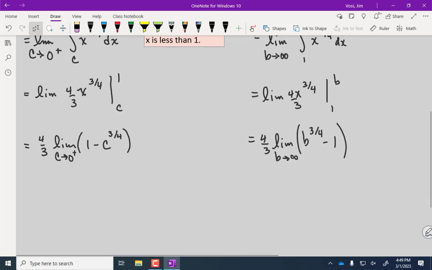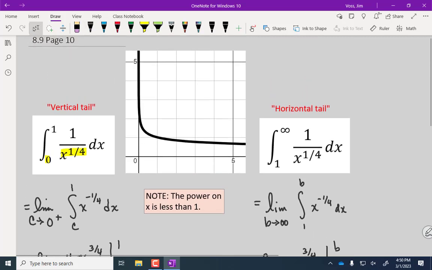All right, the one on the right's easier. As b goes to infinity, b to the 3/4 goes to infinity. All right, that's the bird wing thing. So that's going to go to infinity. So the whole thing goes to infinity, so therefore we have diverges over here. Which is what we would expect looking at this picture. It's loose on x, it's tight on y, so that side's going to diverge.